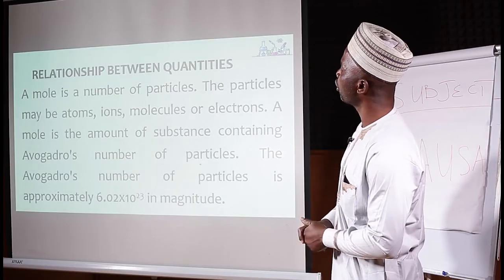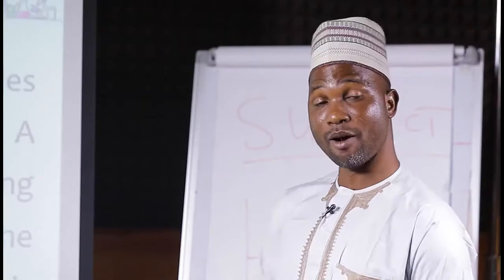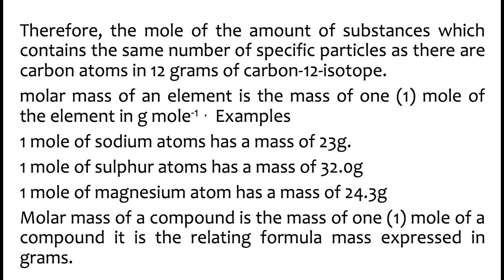Now, relationship between quantities. In our previous lesson, we saw other concepts like molar mass. Therefore, the mole is the amount of a substance which contains the same number of specific particles as there are carbon atoms in 12 grams of carbon-12 isotope.